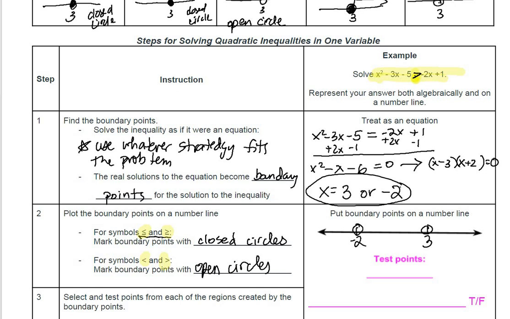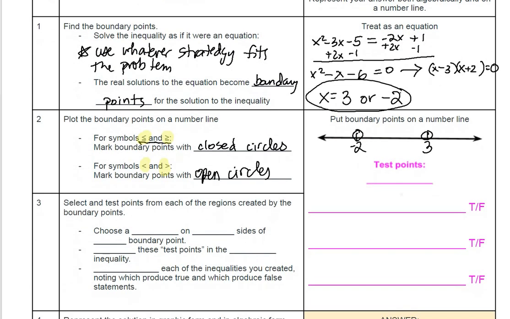What we need to do in our next step is select test points from each region created by the boundary points. So, for example, you might pick 4, maybe you pick 0, and maybe you pick negative 3. We're going to use these test points to check if our solutions are in the regions of our test points. So this will be region 1, and I'll do it first.